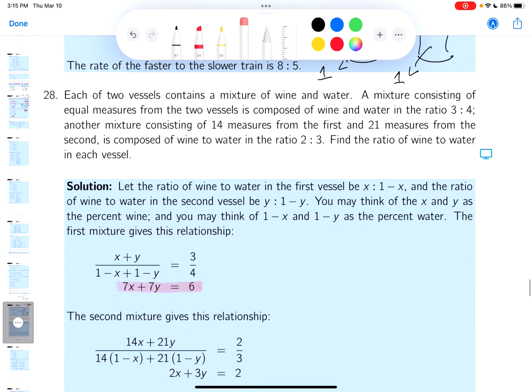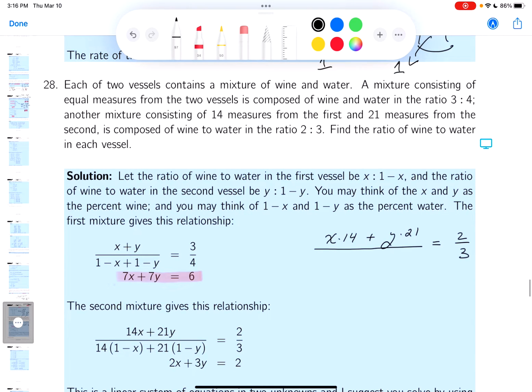And let's read on. So what do they do now? They say there's a second mixture they got. In the second mixture, what they do is they take 14 measures from the first. So how much wine are we going to get? So it's going to be X percent, but they're taking 14 measures now. Plus, they're taking 21 measures from the second, and as far as wine goes, it's Y percent of 21. And this is going to be in the ratio 2 to 3.